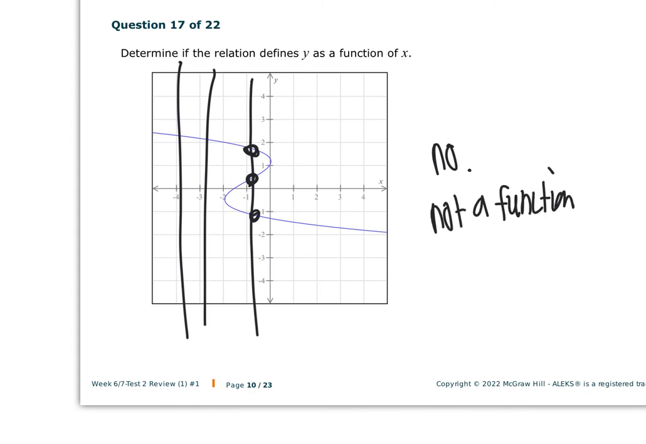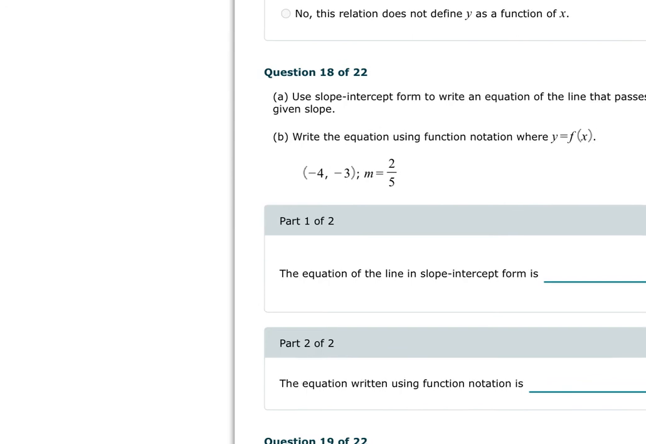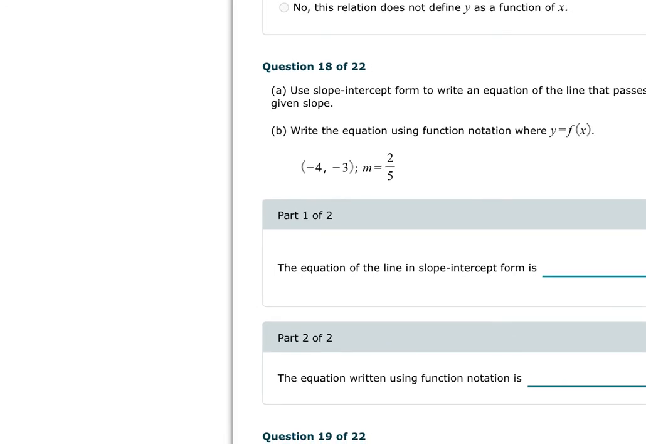On number 18, we're going to use the slope-intercept form to write the equation of the line. Now, that would just be using y equals mx plus b to figure out the equation of a line. If I had the y-intercept, I could just plug it in on the end right here. I do have the slope of 2/5 that I am able to just plug in. But since I don't know what b is, I'm going to use this slope-intercept form to solve for b. And once I have solved for b, I'm going to plug it back into the slope-intercept form.